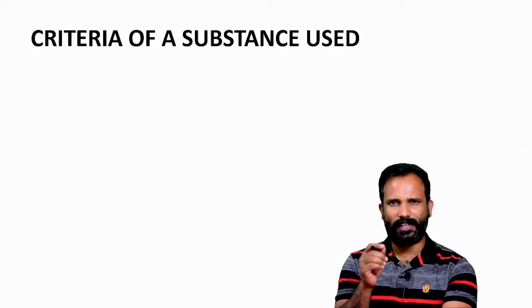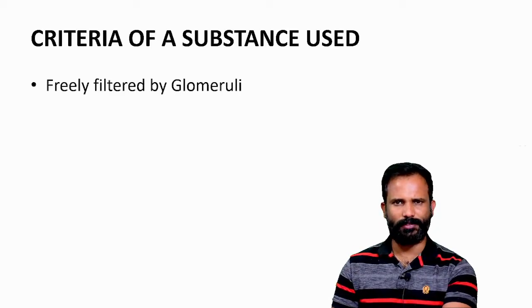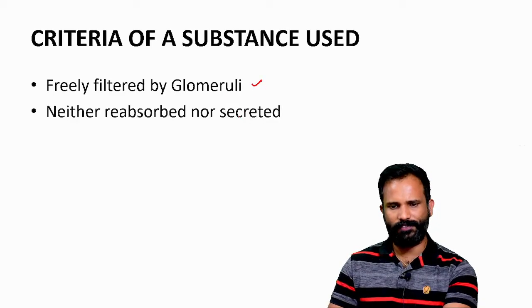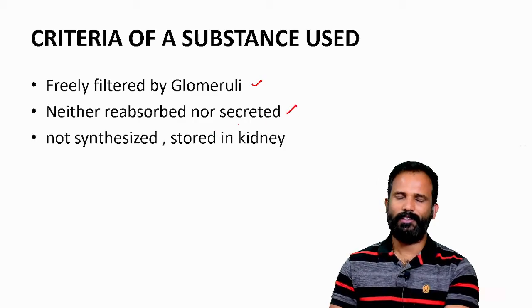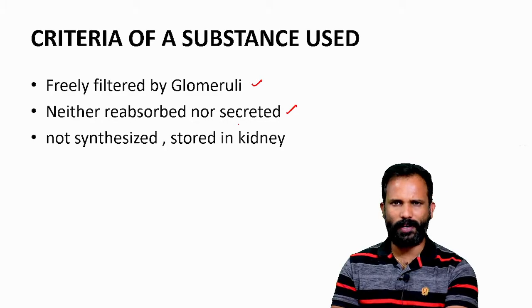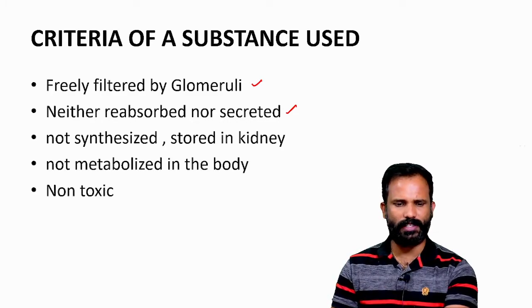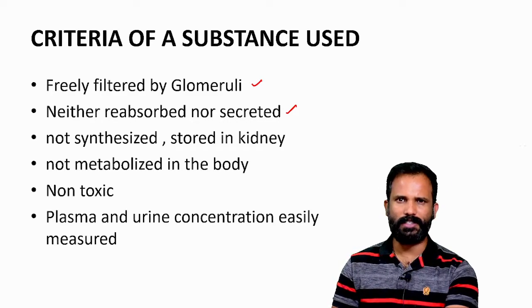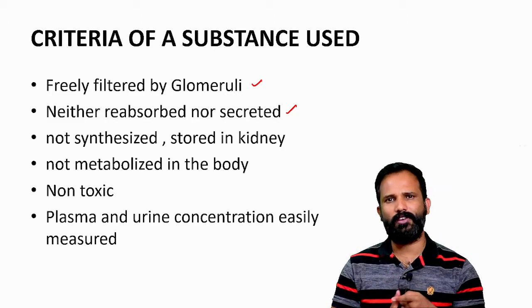And there are criteria for this indicator or substance. One, it should be easily filtered, neither reabsorbed nor secreted, and it is not metabolized by the body, not synthesized or stored in the kidney, non-toxic, and estimation of plasma and urine concentrations must be easy.